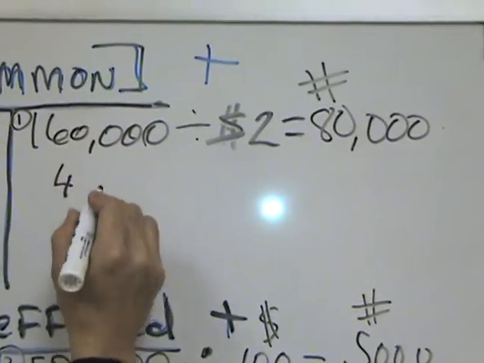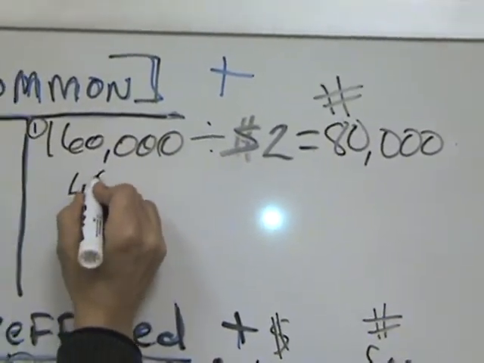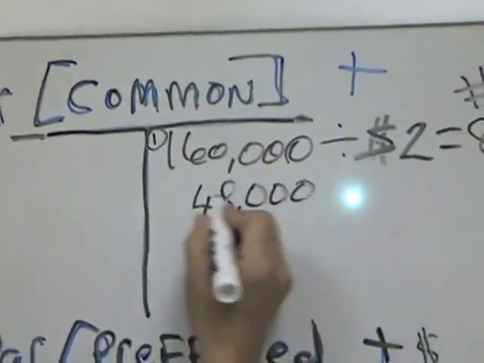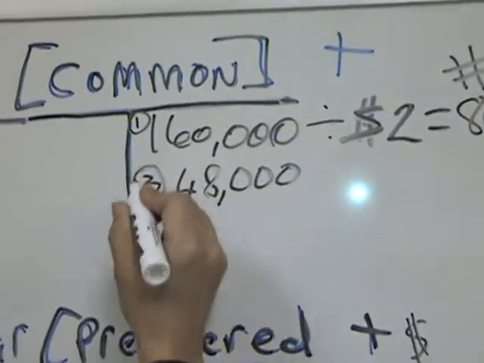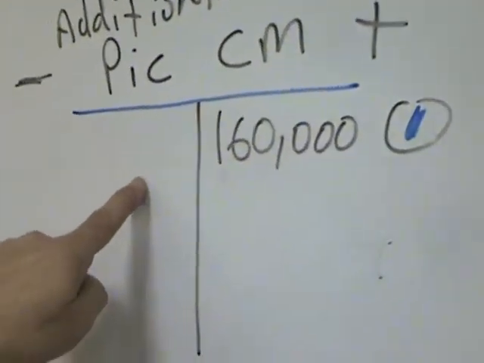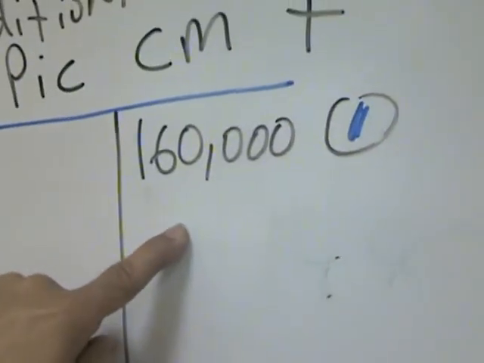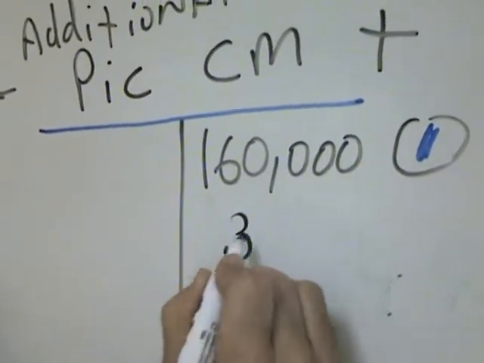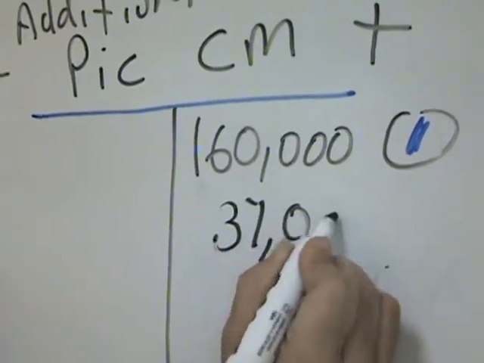We're going to run out of space on this problem. That's good like that, no bigger. 48,000, entry 3, paid-in capital common. We usually put them vertical, but I don't have the space. Then common additional is how much? 37,000, entry 3.